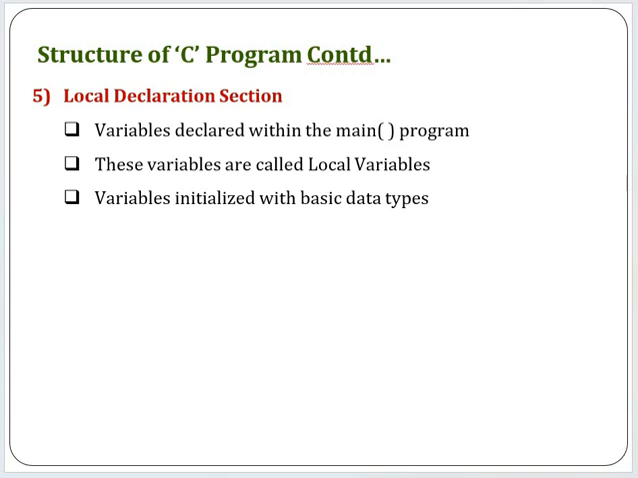Next is the local declaration section. This section is used to declare variables that are used exclusively within the main function. These variables are called local variables, and they are only accessible within the main function and cannot be used by other functions in the program. Local variables can be initialized with basic data types like int, float, char, etc. So that is all for the structure of a C program.